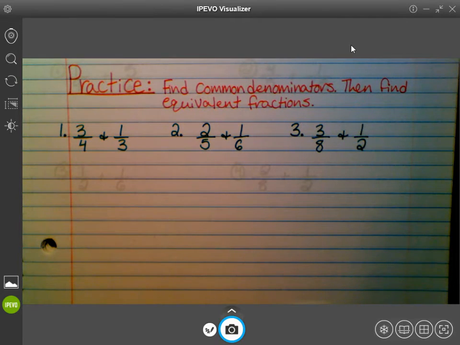You'll list the multiples of both denominators, find the smallest one they have in common, then you are going to write the equivalent fraction with that new denominator. You can go ahead and get started when you are ready. When you are done, give me a thumbs up so I know, and then you can quietly read, write, or draw at your desk. You shouldn't be talking though because people are concentrating. Go ahead.